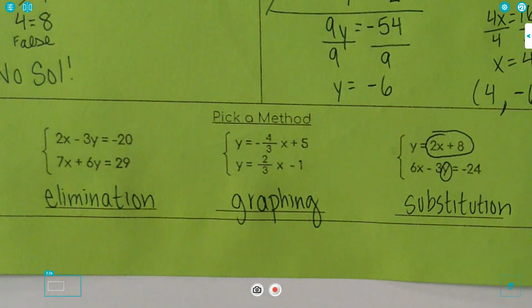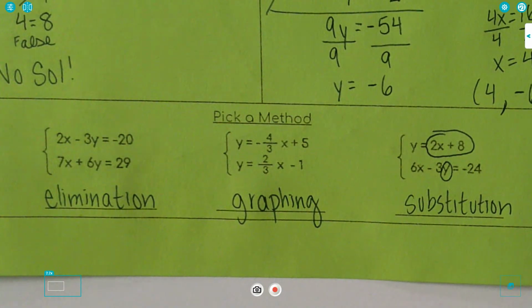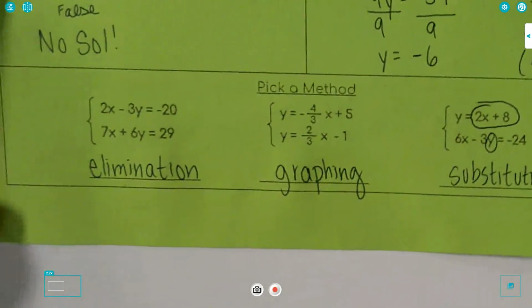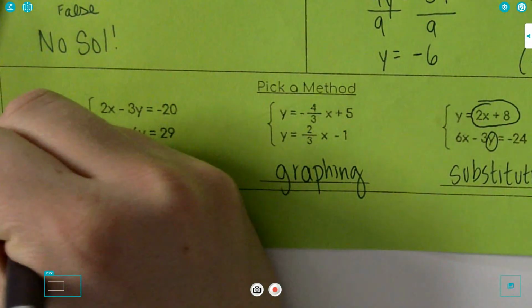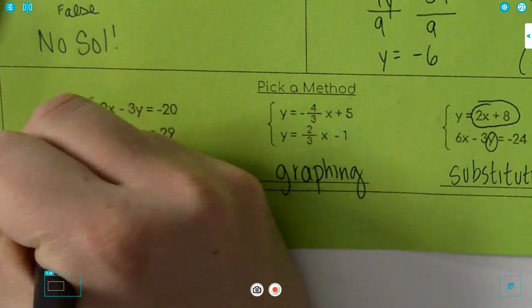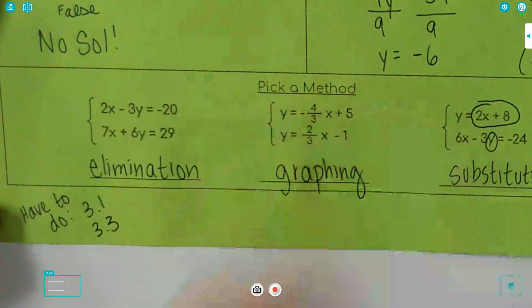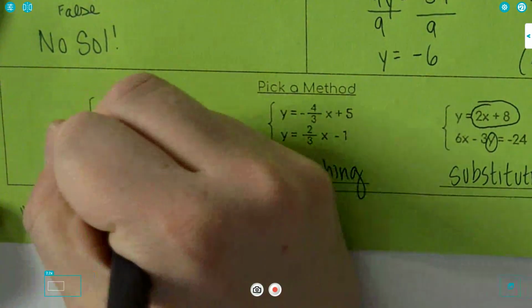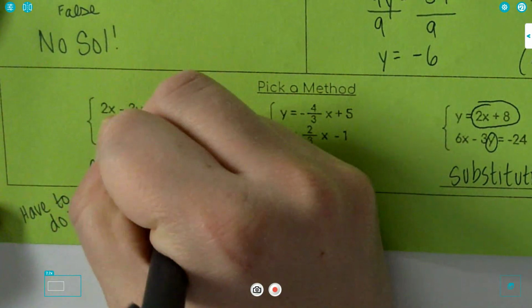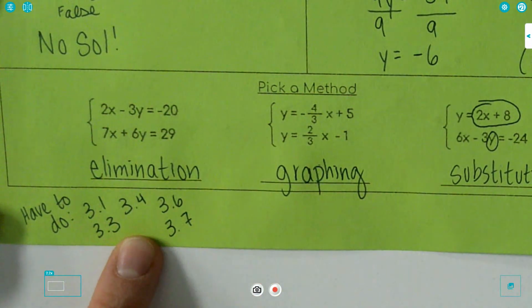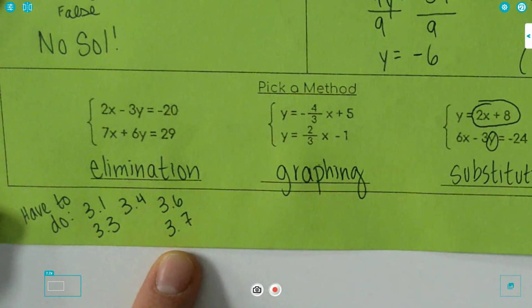Hey, recap things that you have to be able to do on your test. Things that you have to be able to do on your test are 3.1, 3.3, 3.4, 3.6, and 3.7. So these two graphing sections, this one substitution section, and this elimination section.